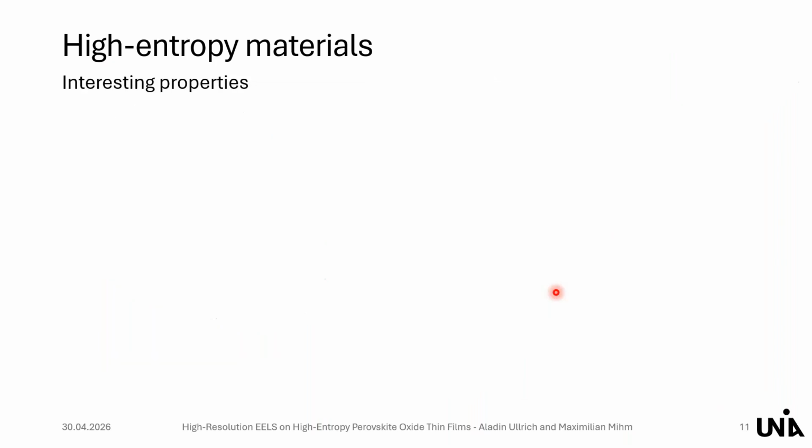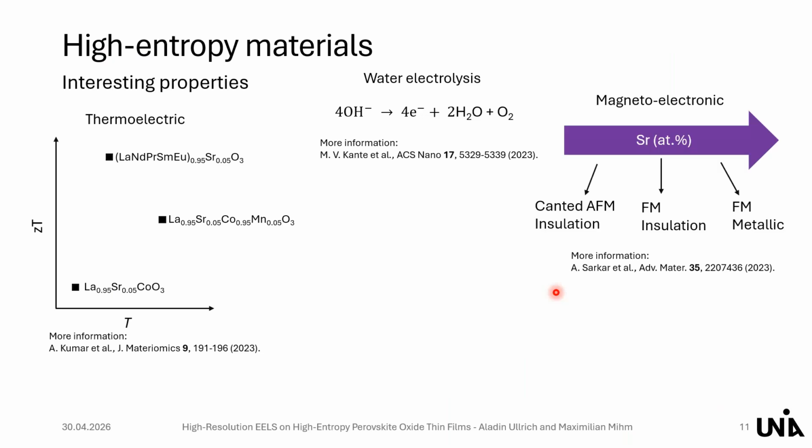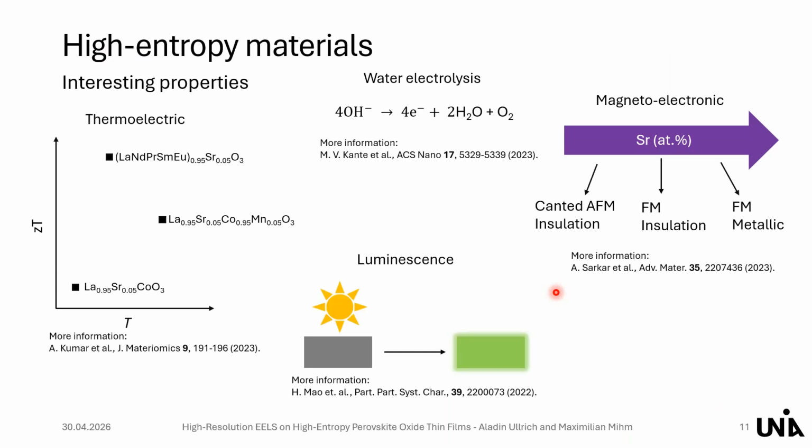And why are high entropy materials of interest? Because they showed interesting properties. They were investigated because of their thermoelectric effect, or because of water electrolysis, and also the magnetic or the electronic properties are of interest. And also they were investigated for their luminescence properties.